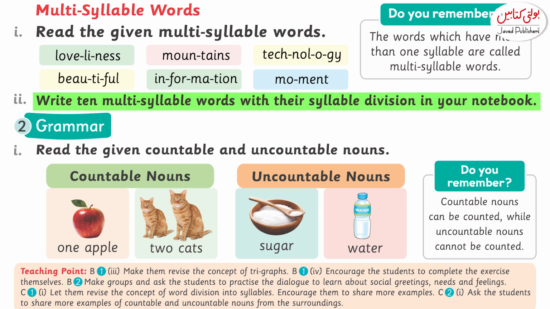Ji, to 10 lafz jo maine chune hain. Decide. Helicopter. Four syllables. Pumpkin. Two syllables. Afternoon. Three syllables. Afternoon. Only one syllable. Fifth. Starfish. The next word is remember. Remember. Three syllables. Alligator. Four syllables. Independent. Four syllables. The last word is desk.